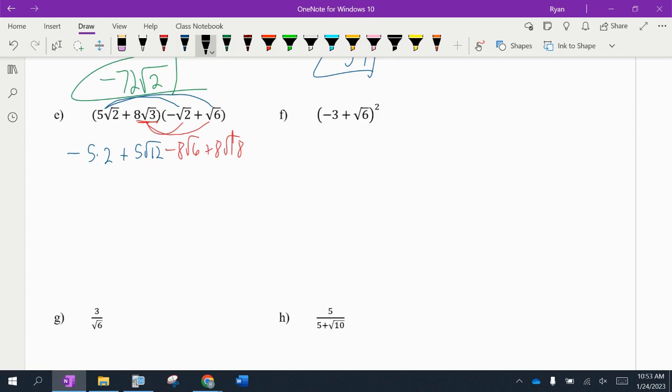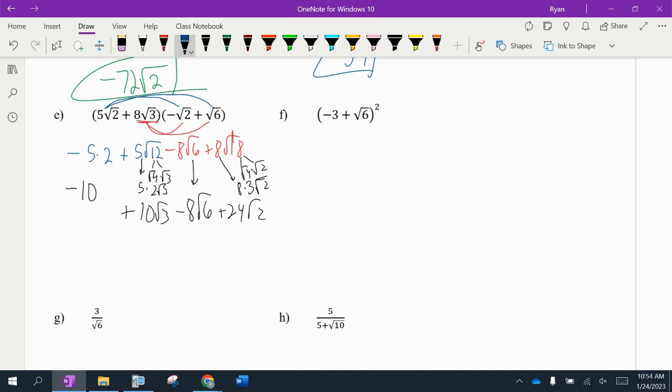Simplifying these each down, negative 5 times 2 is negative 10. Square root of 12 is root 4 times root 3. Square root of 4 is 2. Bring down that 5, so that makes this a 10 square root of 3 for our next term. 6 isn't going to break down to anything meaningful, so it's still minus 8 root 6. Square root of 18 does break down. Square root of 9, square root of 2. The square root of 9 is 3. Then you have that 8 in front of it. 8 times 3 is 24 square root of 2.